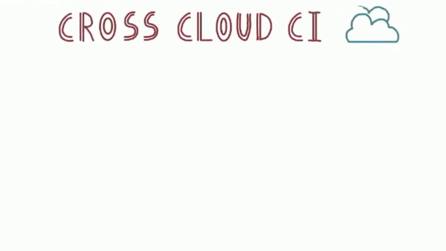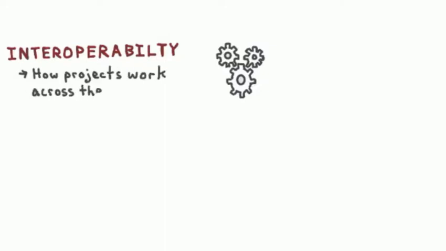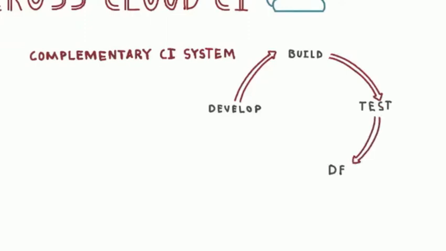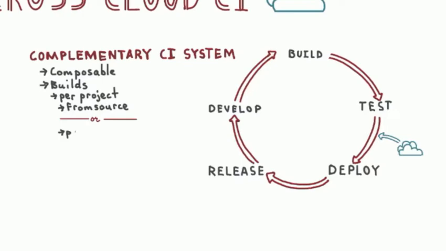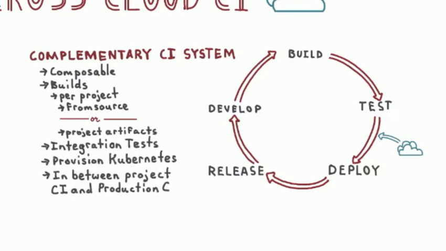This is the CNCF Cross-Cloud CI project intro. We have a goal of trying to show the interoperability between all the projects, as well as how they work across all the cloud providers. This project is trying to meet that goal as a whole. It's a complementary CI system, so we're in the middle ground between your CI systems per project and then CD for going to production, and tying in between those.